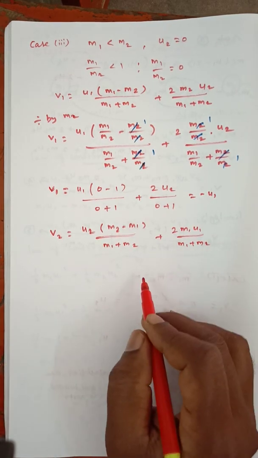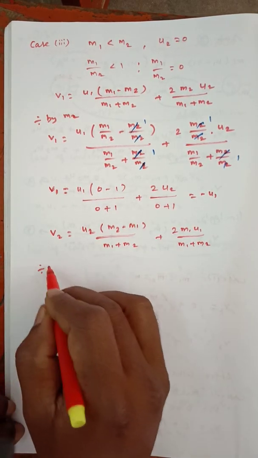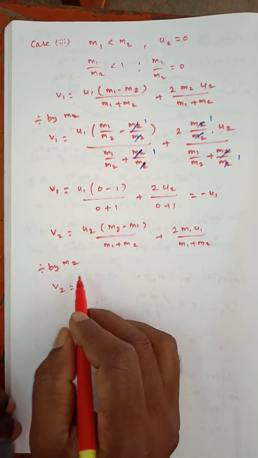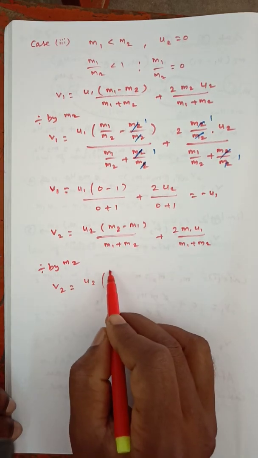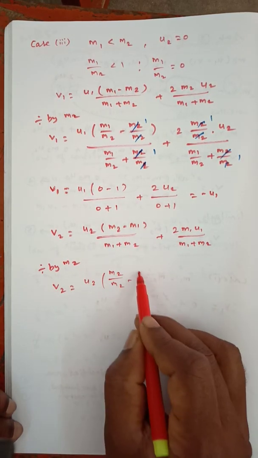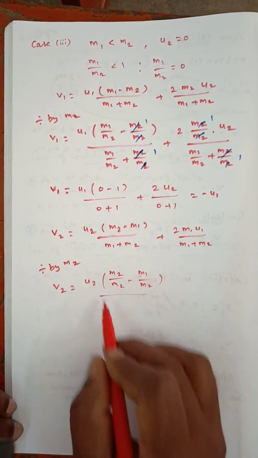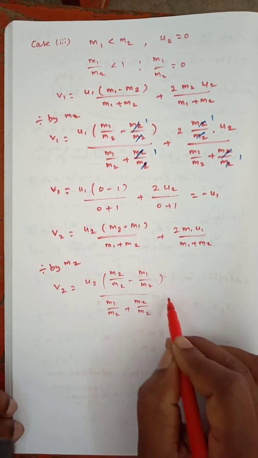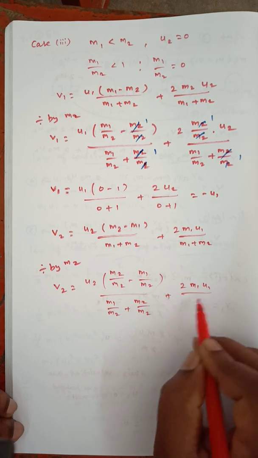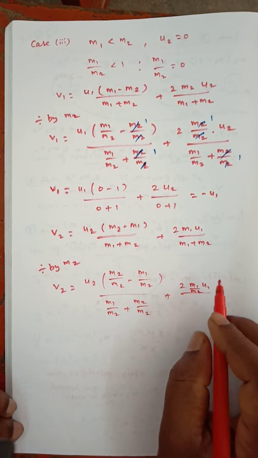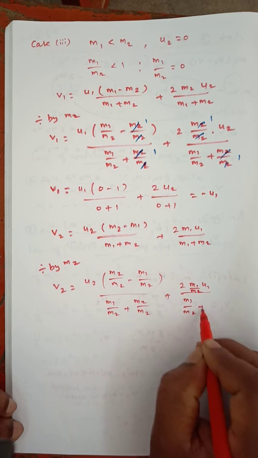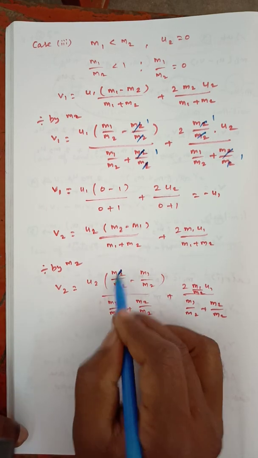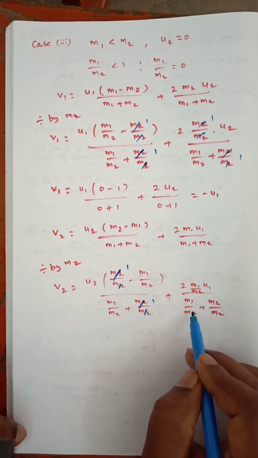Okay. So also same thing, divide by m2 on the right hand side. We will get v2 is equal to u2 into m2 by m2 minus m1 by m2, divided by m1 by m2 plus m2 by m2, plus 2 m1 u1 by m2, divided by m1 by m2 plus m2 by m2. For the cancellation, we get 1, we get 1, we get 1.